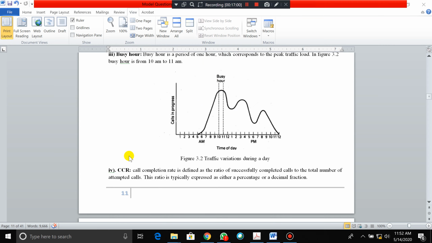So CCR, call completion rate, which is defined as the ratio of successfully completed calls to total calls attempted, and this ratio is expressed in percentage or decimal fractions. Okay, so CCR is the call completion rate.